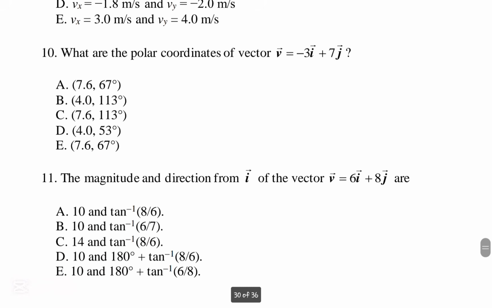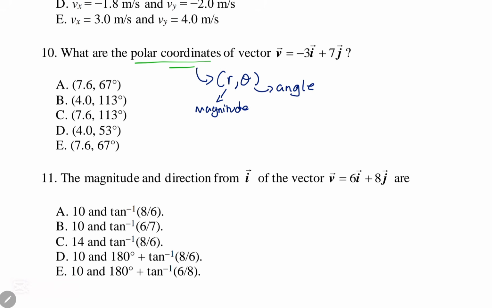We'll move on now to question number 10. It says, what are the polar coordinates? Exactly, what are the polar coordinates? They're asking us the question before they continue the question. What are the polar coordinates? They're very simply R and theta, where R is the magnitude, okay? And theta is the angle. Alright? So let us find the r of the vector. It's very simply going to be radical minus 3 squared plus 7 squared. So let me put it on my calculator. I got as an answer 7.6, so r is 7.6.